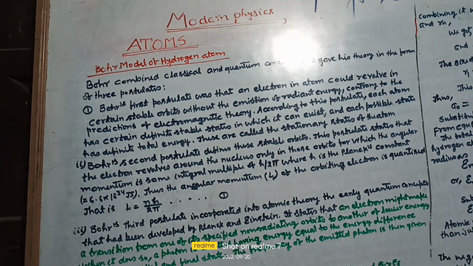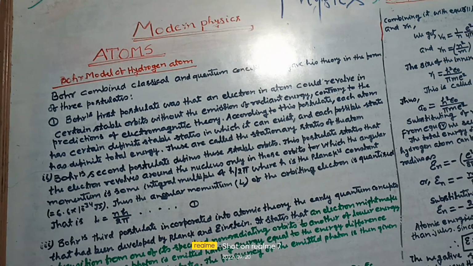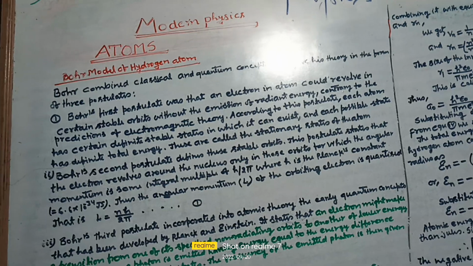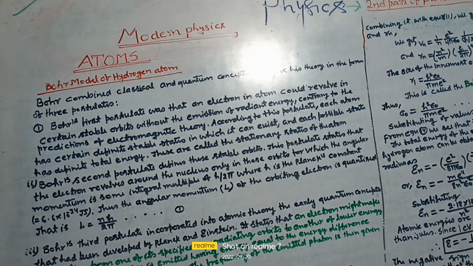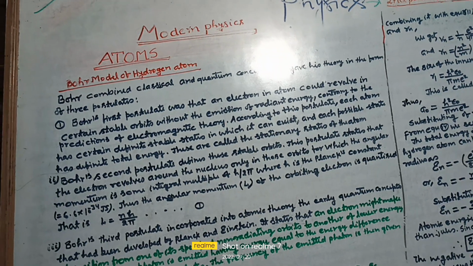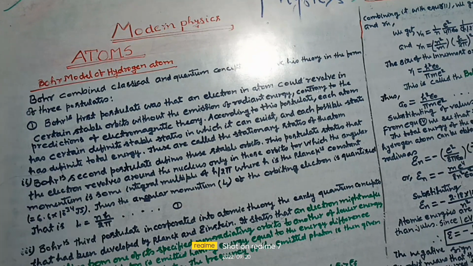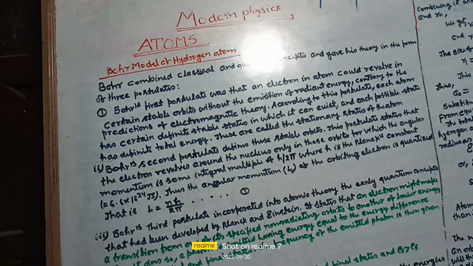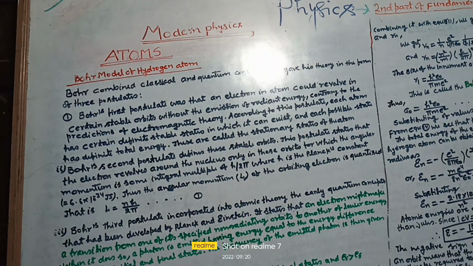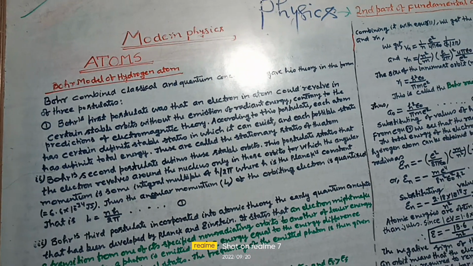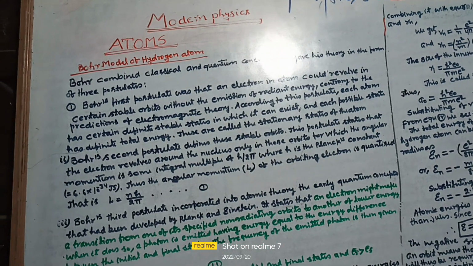Second, Bohr's second postulate defines these stable orbits. This postulate states that the electron revolves around the nucleus only in those orbits for which the angular momentum is some integral multiple of h by 2 pi, where h is the Planck's constant, 6.6 × 10 to the power minus 34 joule second. Thus, the angular momentum L of the orbiting electron is quantized. That is, L = nh/2π.